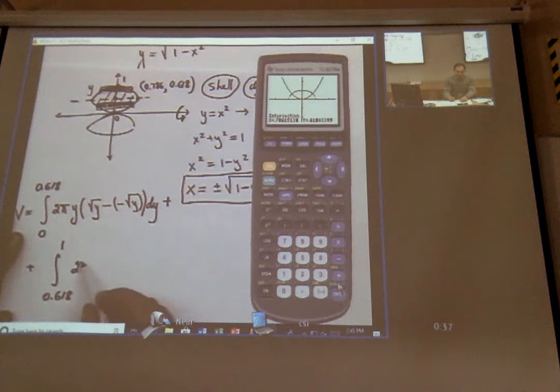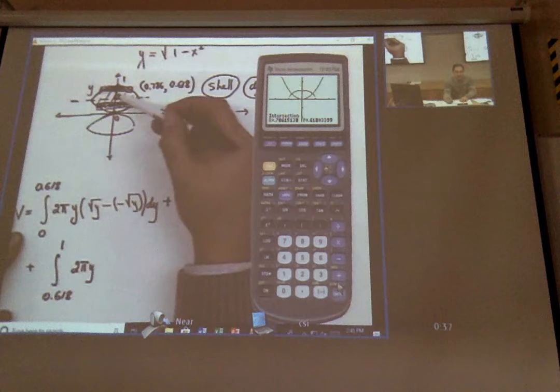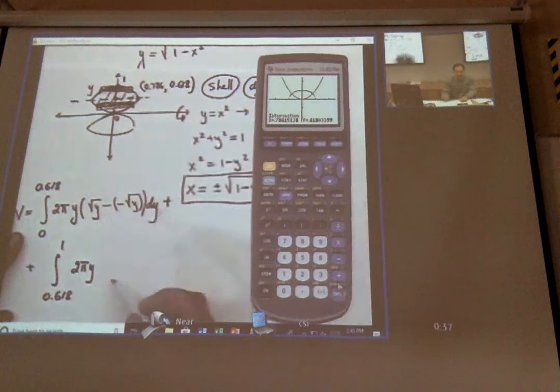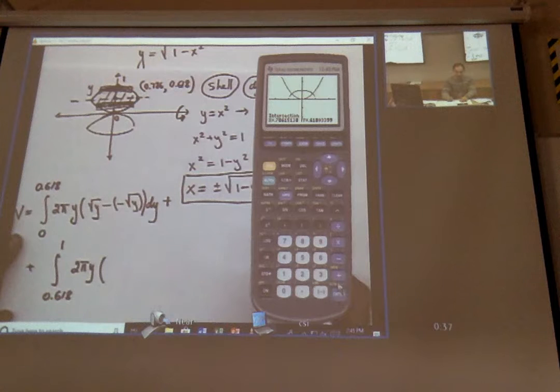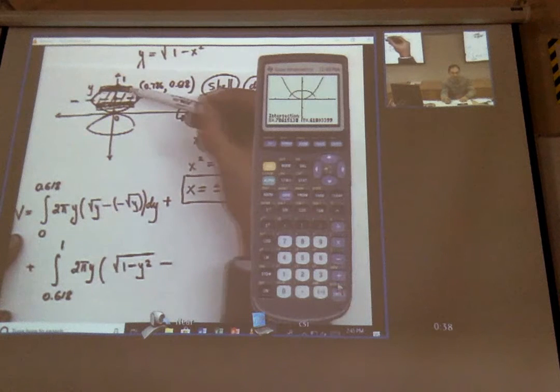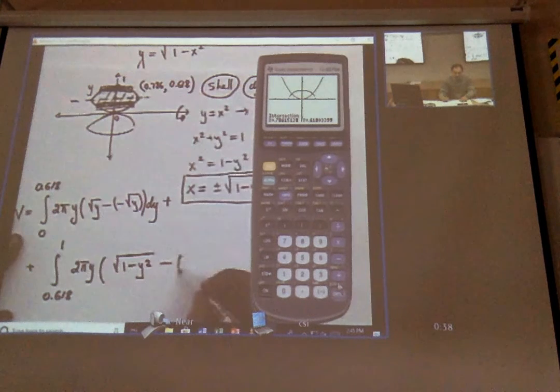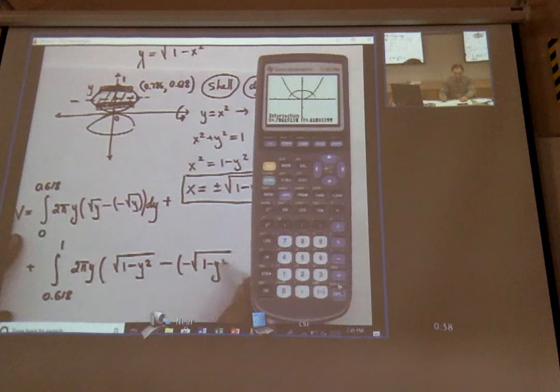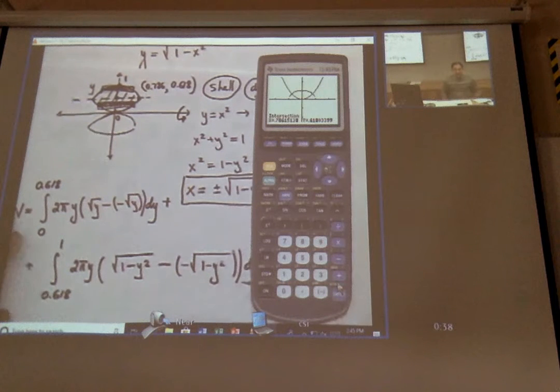So 2 pi y. Again, it just moved up. The distance from the origin to the rectangle is still y. But now what do I have? I have positive square root of what? 1 minus y squared, and I have to subtract. Now again, when I said positive, I'm talking about this one, okay? This little piece right here to the right. This is what I'm talking about. And then I will subtract the left side. And the left side is negative, the same thing. Well, and that's the setup for shell method.